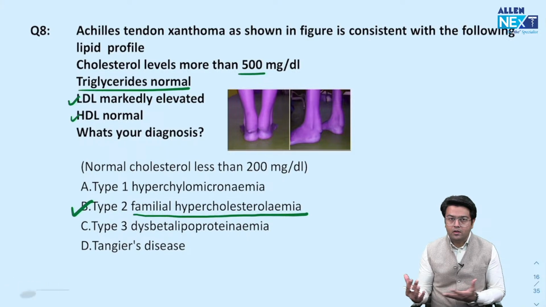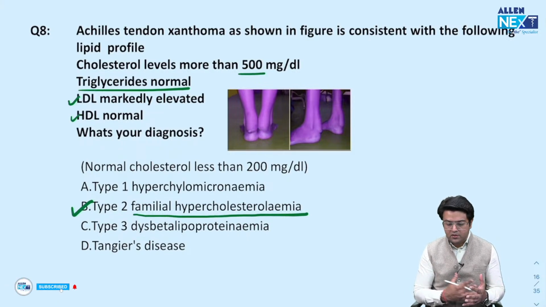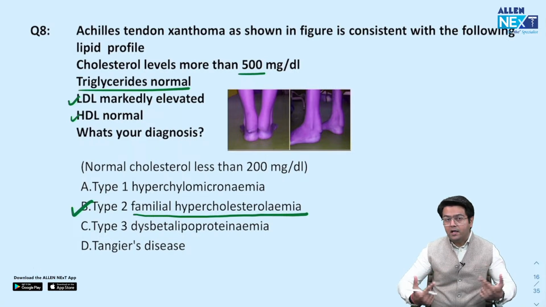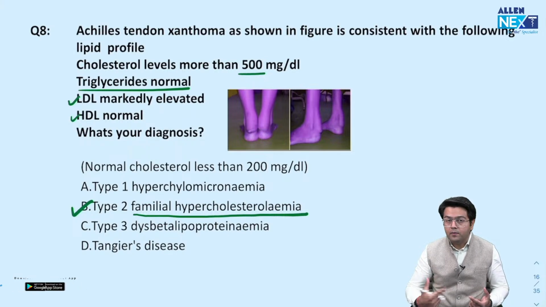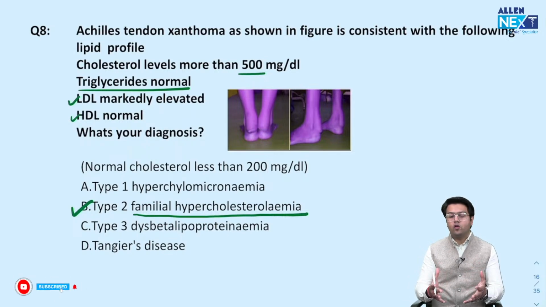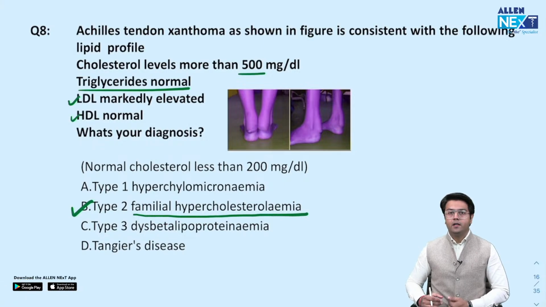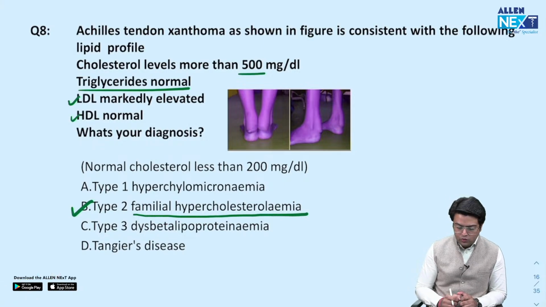HDL doesn't go high; most of the time it is on the lower side. In most of the cases of other disorders like Tangier's and fish eye disease, HDL becomes low. LDL becomes high in case of type 2 hyperlipidemia, and that is what we call familial hypercholesterolemia. Am I clear? Okay, so that is the type 2 disorder.